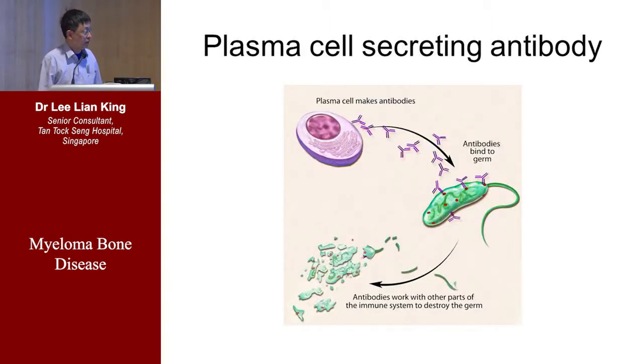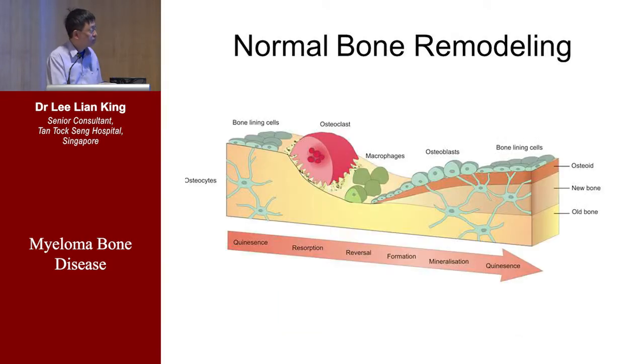Now, this is a plasma cell making antibodies. The function of the antibodies is to coat and attack the bacteria, punching holes in the bacterial wall and leading to the death of the bacteria. Also, when a bacterium is coated by this antibody, it is eaten up by the other white cells more easily. So this is the function of the normal plasma cell, to make the antibodies.